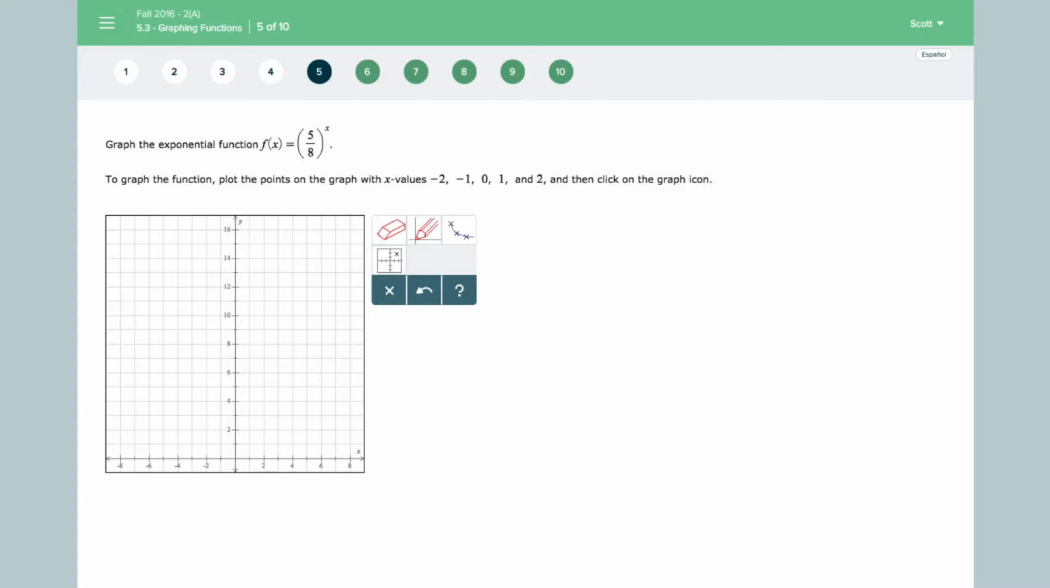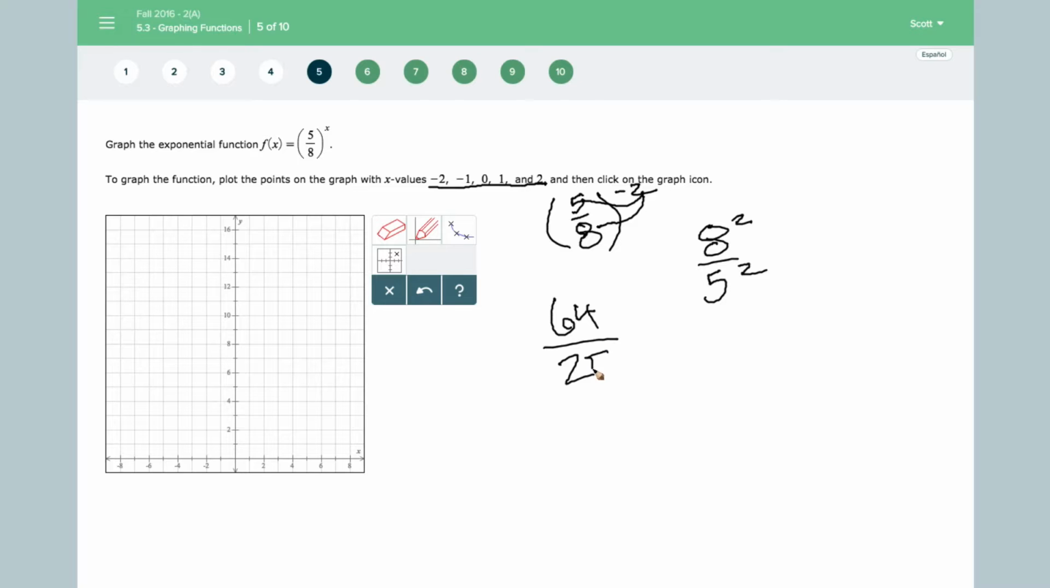So let's start with 5/8. So we got 5 over 8, and it already tells us what it wants the x values to be. So -2. Now if you remember, the negative means it flips upside down, so it becomes 8 over 5 squared. The squared goes to both numbers, not just one or the other. So what's 8 squared? 8 squared is 64. And what is 5 squared? 5 squared is 25. So we don't need to simplify that.